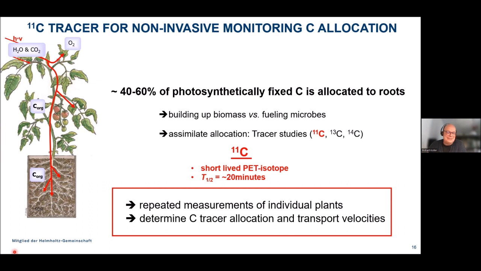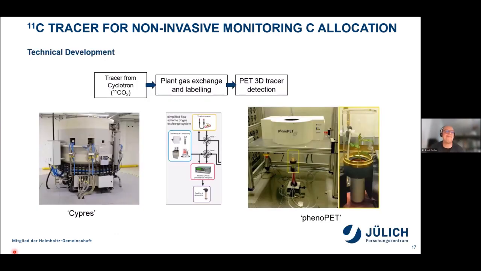The repeated measurements are based on the short half-life. But the half-life of 20 minutes also has some challenges. It means that we need to produce this tracer on-site, so we do not have much time to lose in order to start the measurements. Therefore, we are running our own cyclotron for producing the 11CO2. We also have a sophisticated plant gas exchange measurement system and our PET tomograph, the PhenoPET, where we can scan the root system and also the shoot system in 3D.